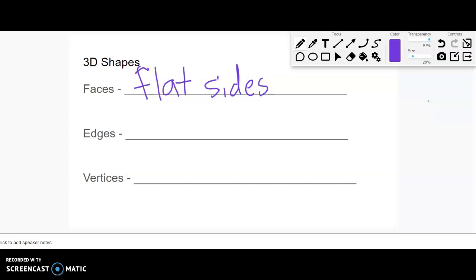Okay, it's like thinking about your face. I mean, your face isn't flat, but sort of, right? So the flat sides of the 3D shapes we call faces. The edges are like the lines, and the vertices are like the points. Okay? So then we just have to count them on the different shapes.